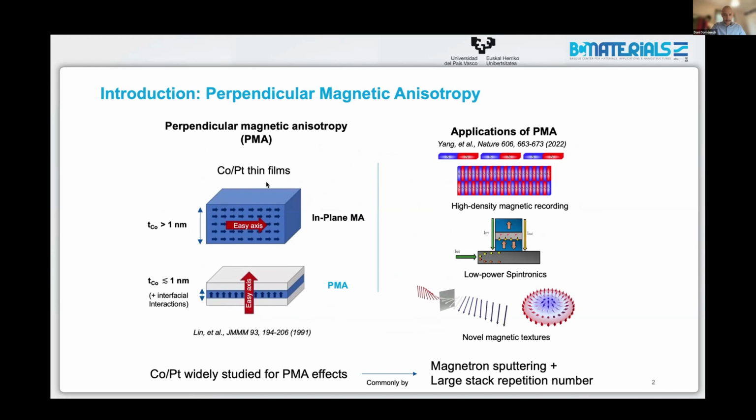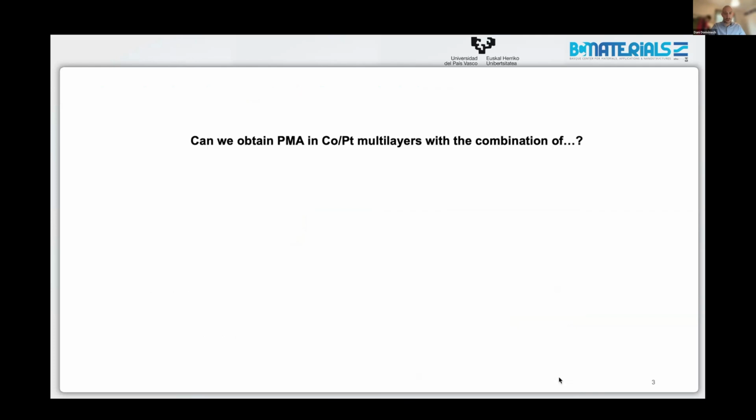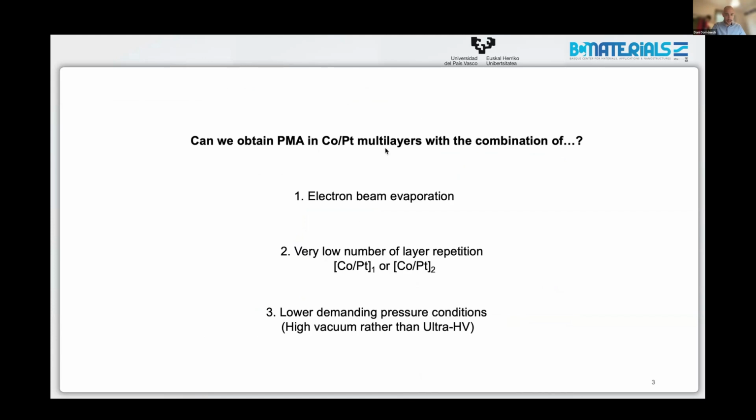For obtaining perpendicular magnetic anisotropy, cobalt platinum systems have been widely studied for more than 30 years. And those are commonly pursued by using magnetron sputtering and a large stack repetition number. So in our group, we decided to ask a different question, that was to obtain also PMA, perpendicular magnetic anisotropy, in cobalt platinum multilayers, but with the combination of three different conditions, all of them at the same time.